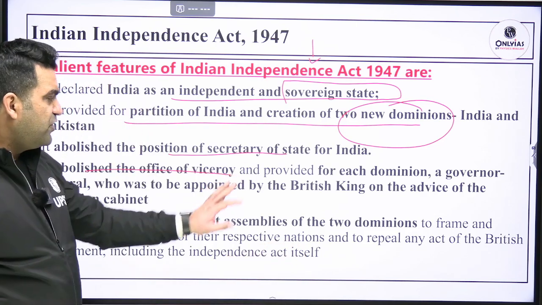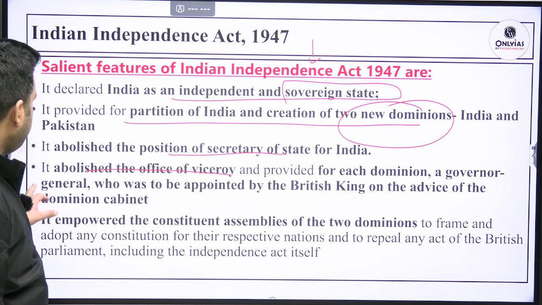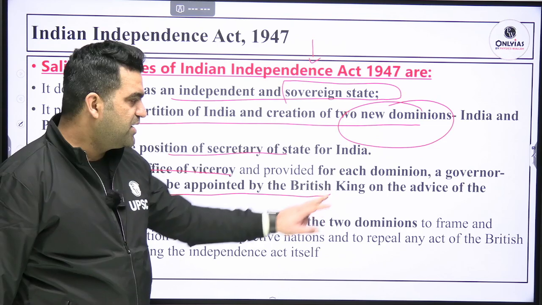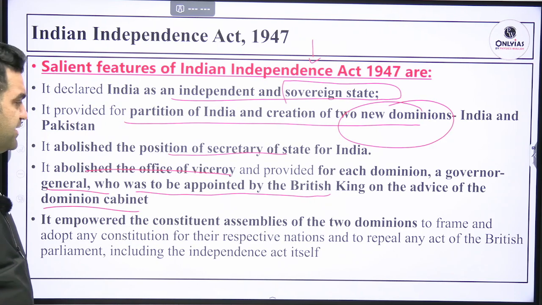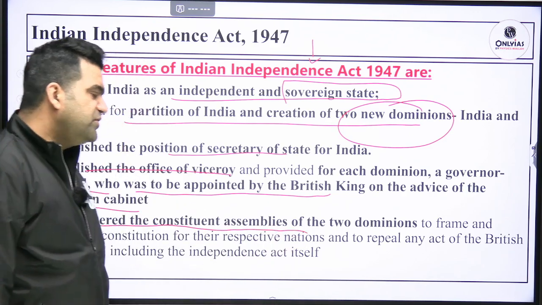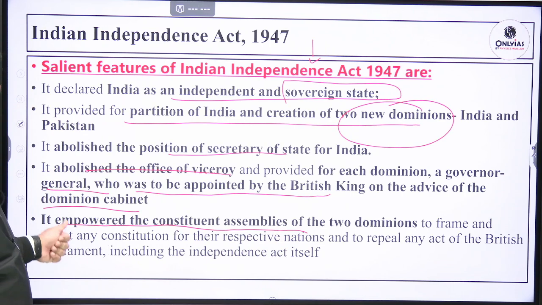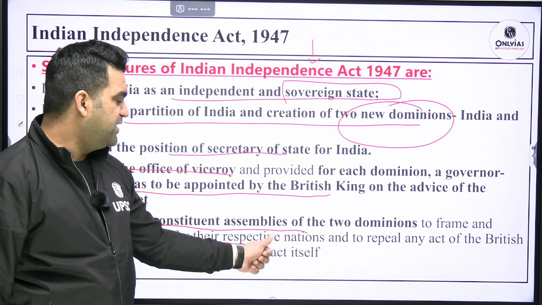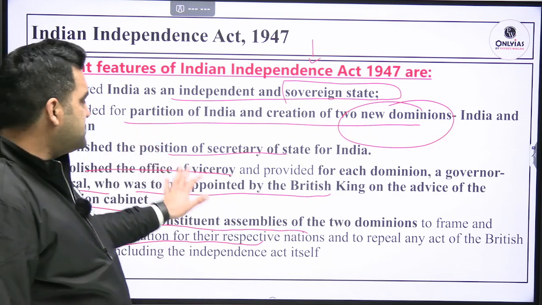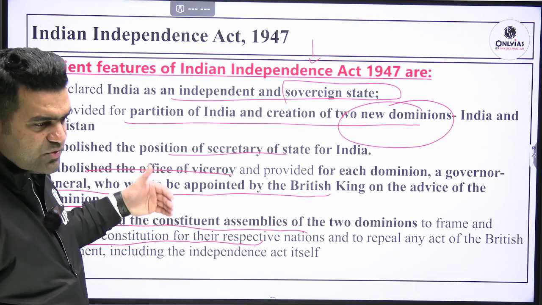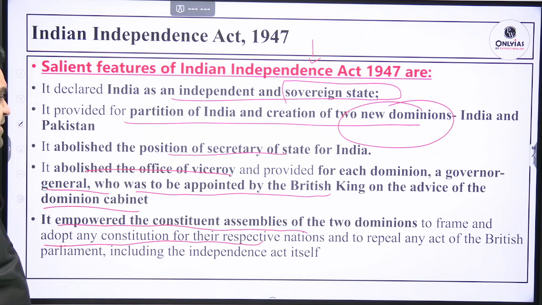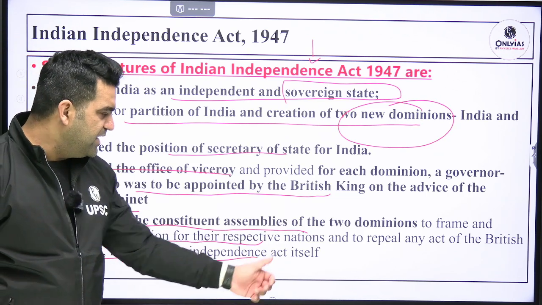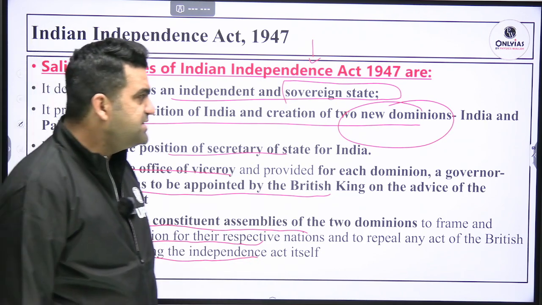It abolished the office of Viceroy and provided for each dominion a Governor General who was to be appointed by the British King on the advice of the Dominion Cabinet. Appointment again by the British King. Governor General will still be there. It empowered the constituent assemblies of the two dominions to frame and adopt any constitution for their respective nations. So why was this last leg of appointment of Governor General there? So as to supervise the transition of power until the constitution is drafted and to repeal any act of British Parliament, including the Independence Act of 1947 itself.